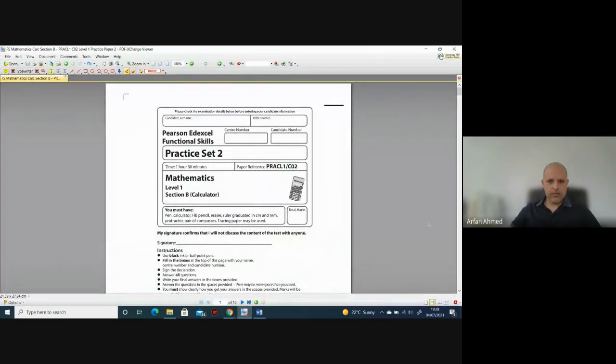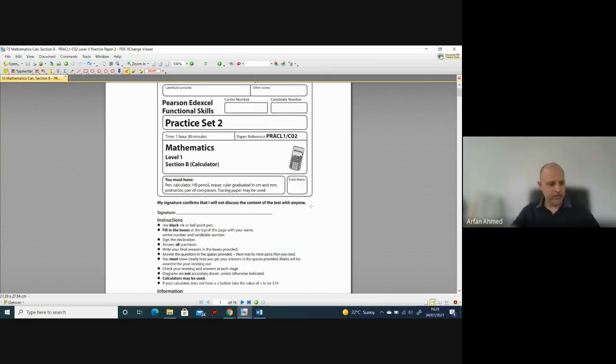Hi guys, welcome to section B of the set 3 paper, although it says practice set 2 on the front, which is a little bit confusing. So we're going to be doing this one. Obviously, you're going to need your calculator and maybe one of these. I think you're going to need one of these as well. We'll come to that in a minute.